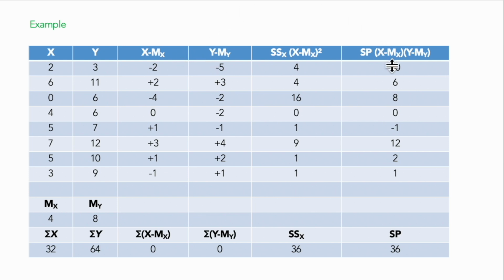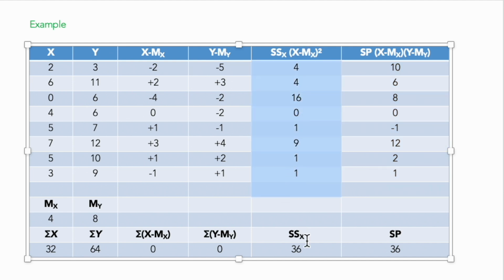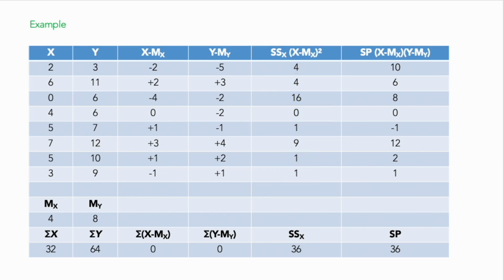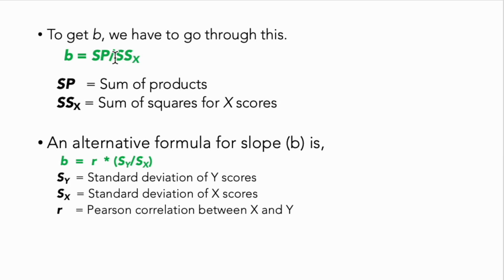That's the sum of products. X minus mx times y minus my is the sum of products. So when you get the sigma of all of that, you get the sum of products, that is 36. At the same time, the sum of squares would be x minus mx, once again, squared. So sigma of x minus mx squared is exactly the sum of squares for x, SSX, that is 36 as well. So the calculation for B is sum of products divided by sum of squares x.